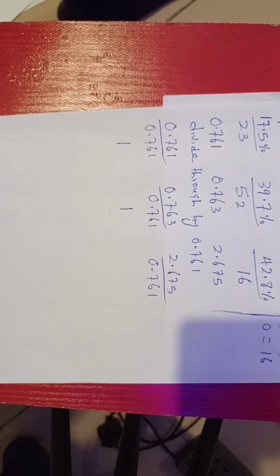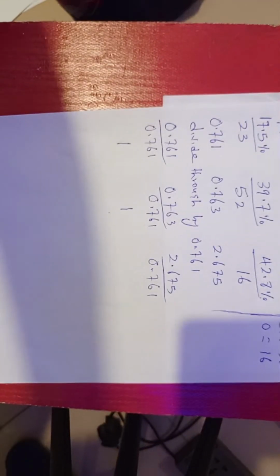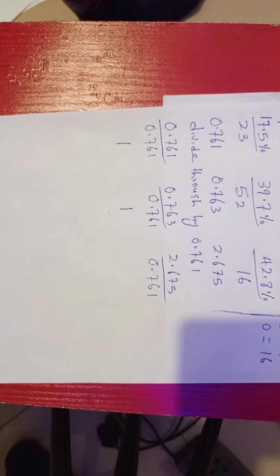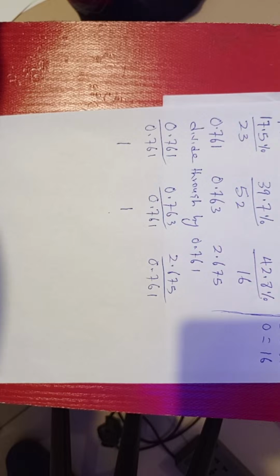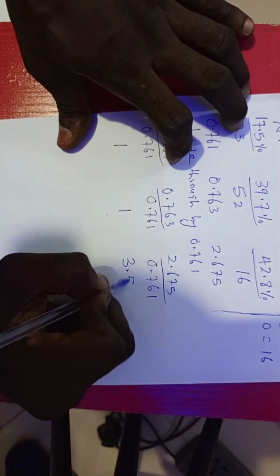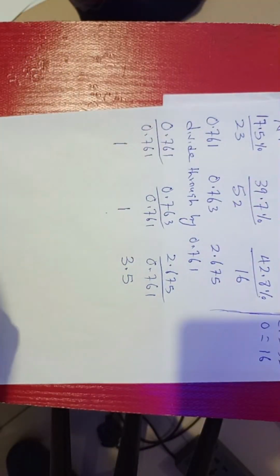2.675 divided by 0.761. Now leave your answer to one decimal place. What did you get? 3.5. I so much love this answer. 3.5 from Ezekiel Hefziba. So we have 3.5. Can someone else give us another thing? Rosaline, I'm seeing 1. Where is the 1 coming from?